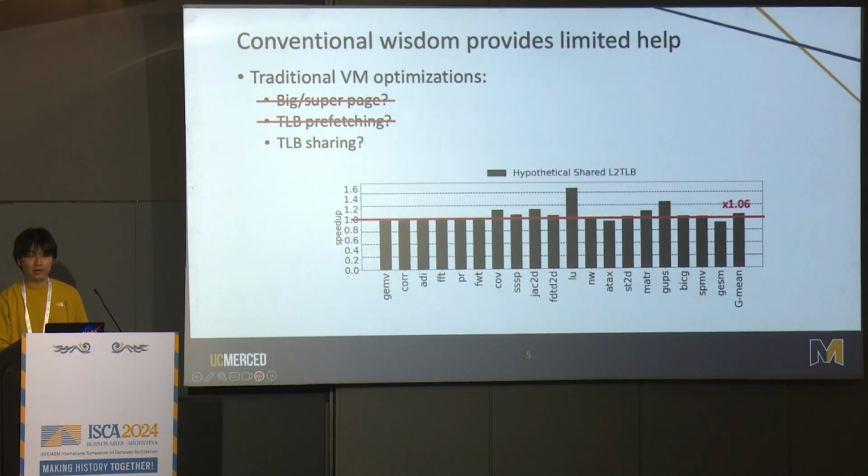Finally, recent work targets multi-GPU clusters and proposes to share L2 TLB entries between GPUs. However, we find that under an MCM setting, exact TLB sharing happens infrequently. In this figure, we show a hypothetical architecture that shares the L2 TLB among different GPU chiplets. The result shows that such a hypothetical setting only brings marginal performance benefit.